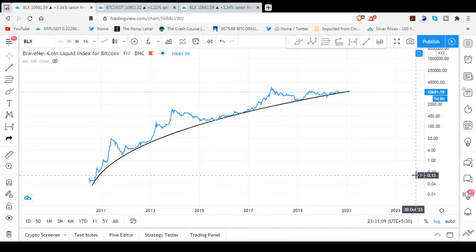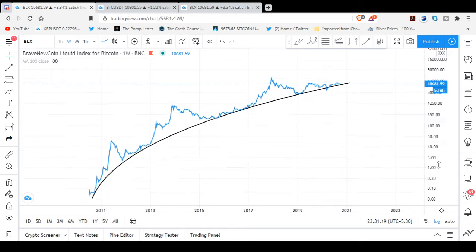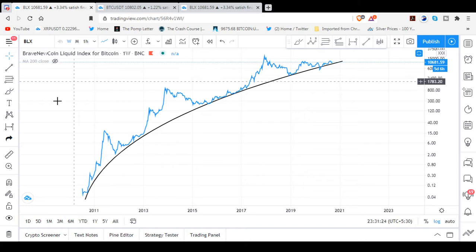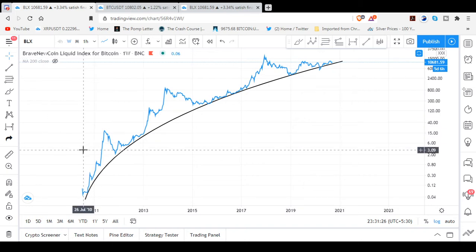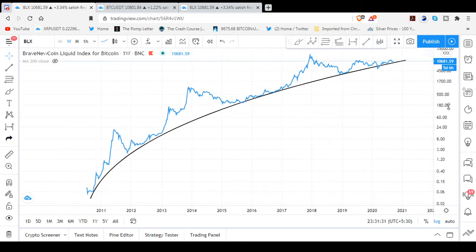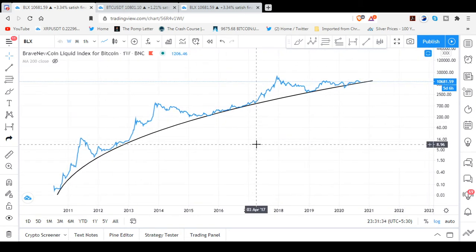First of all, in order to analyze a particular coin, chart, or commodity, we have to look at the macro structure level, and then deep dive into the microstructure. Let us see here the 10 year chart, the BLX, Brave New Coin Liquid Index for Bitcoin. This is the chart most people use for the most historical data. I believe the patterns we can observe at the micro levels will form the same way at the macro levels. Similarities will be there.